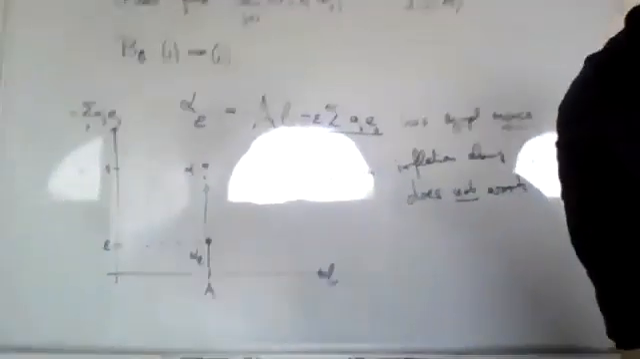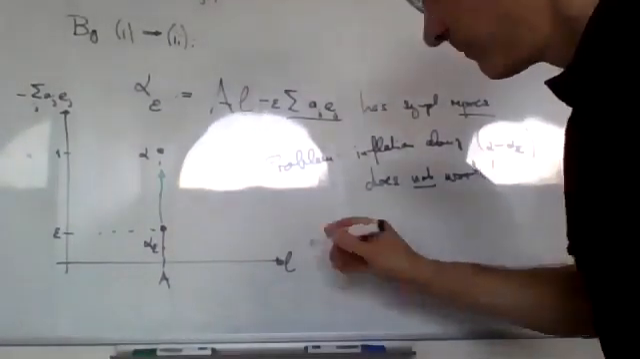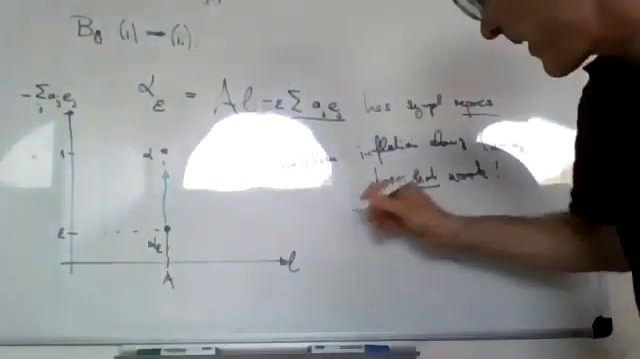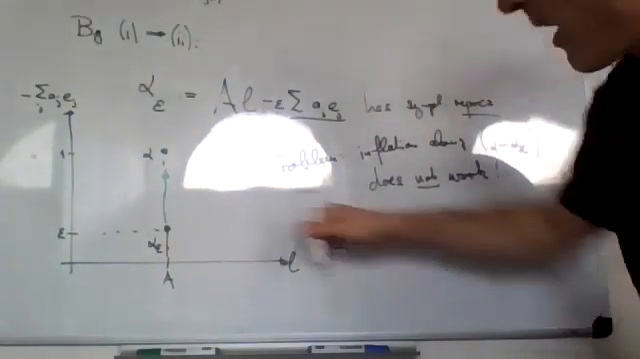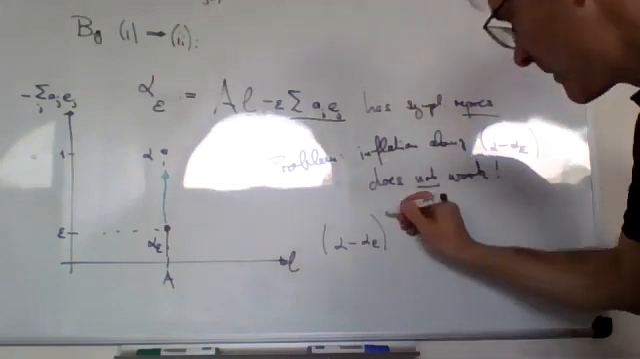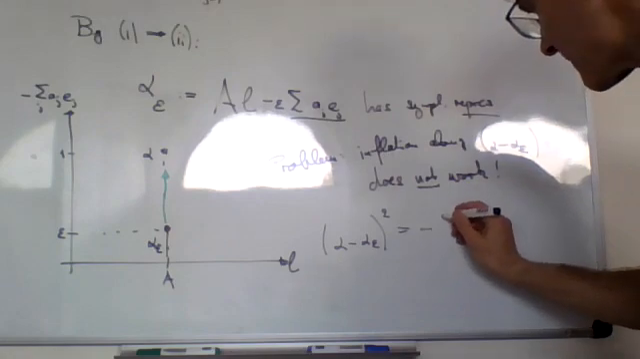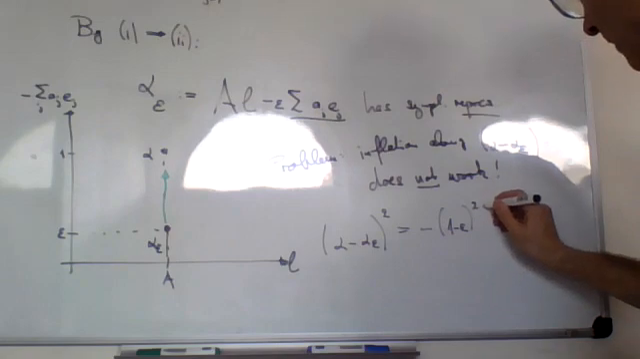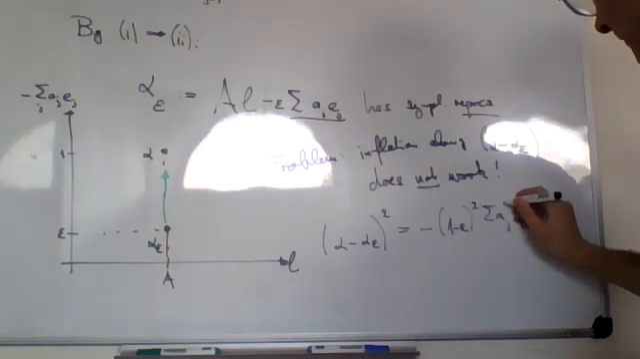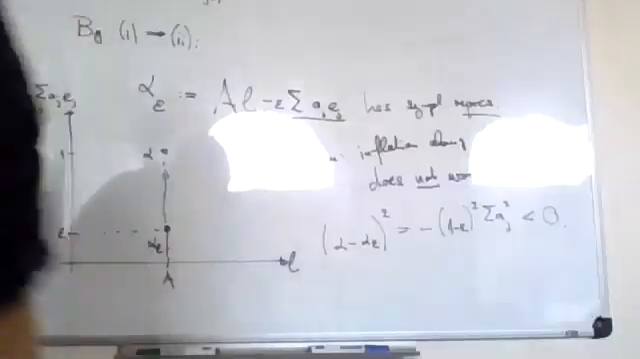Okay. So let's compute. Well, I leave it as an exercise. Alpha minus alpha epsilon. You have formulas. You can immediately compute it. Squared is minus 1 minus epsilon squared sum aj squared, which is negative. So it does not work.